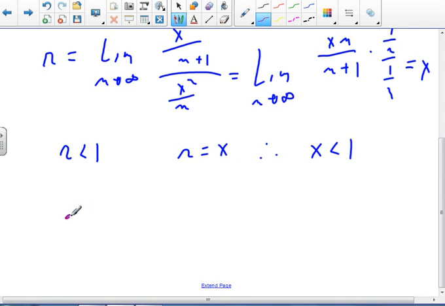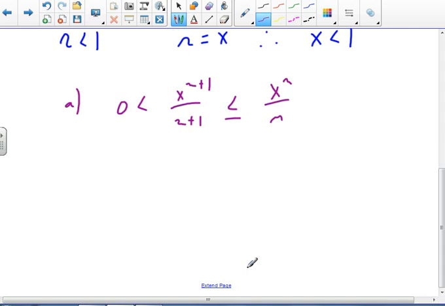So I'm going to look at the a part. 0 has to be less than x to the n plus 1 over n plus 1, which has to be less than or equal to x to the n over n. And so I'm going to divide both sides by x to the n over n. I have 0 has to be less than nx, which is less than or equal to 1.